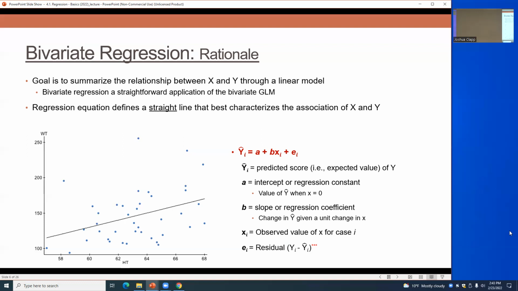Questions about basic components, interpretations of our regression model?